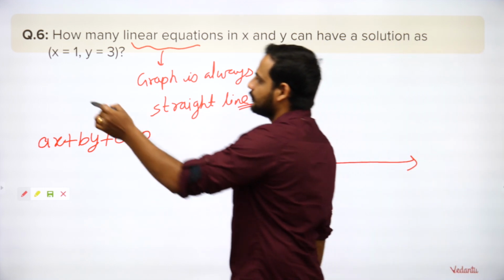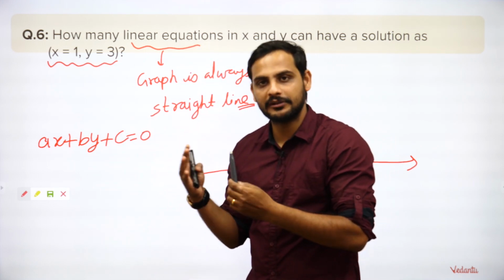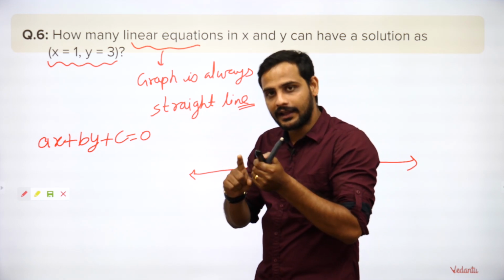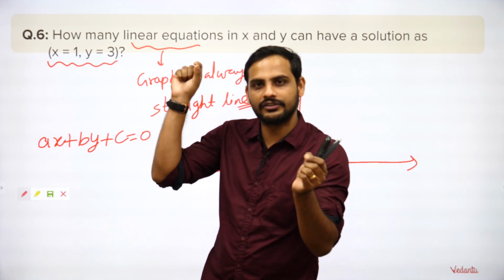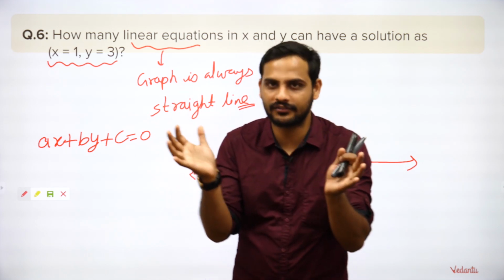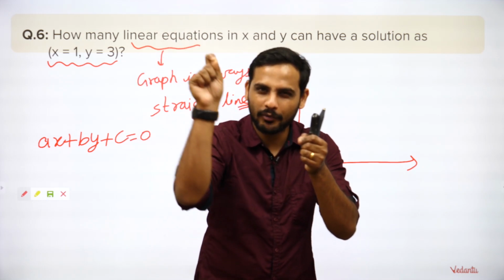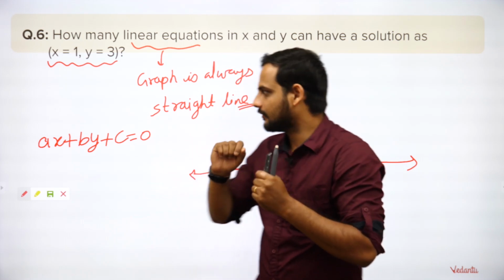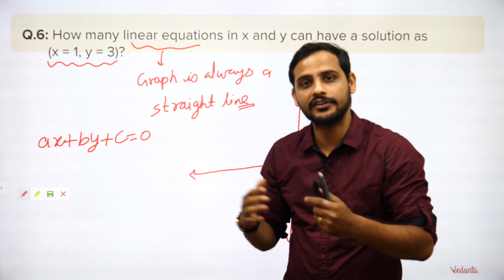And what does the solution of a linear equation in two variables mean? Whatever straight line you have got, that straight line will be nothing but all the solutions of that equation. That is why we say a linear equation in two variables has infinite solutions. When you join all those infinite solutions, you will see all the points lie in a straight line. So the graph which we are getting is nothing but all the solutions.